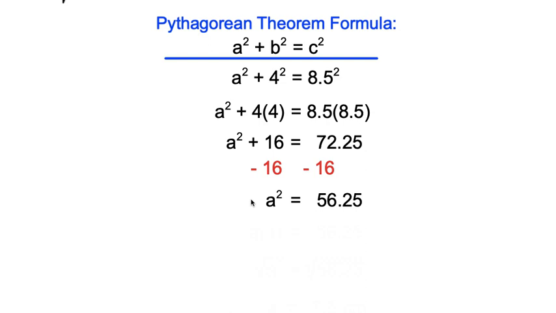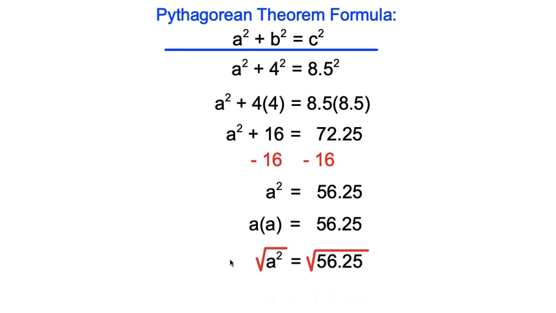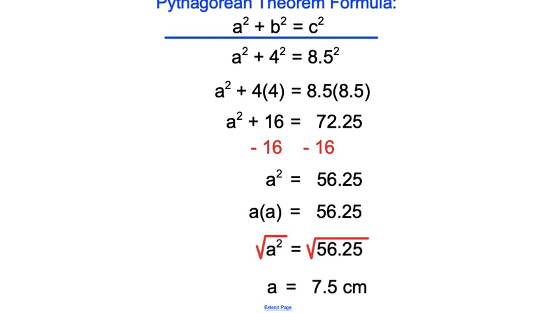Now, I don't know about you, but I don't know right off the top of my head what two numbers multiplied together will give me 56.25. So I'm going to go ahead and take the square root of each side. And therefore, leg A is 7.5 centimeters.